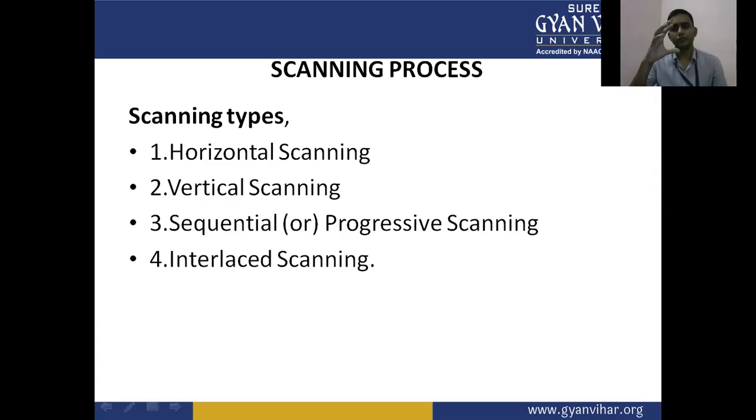Now we have four types of scanning. One is the horizontal scanning. Second is the vertical scanning. Third, sequential or progressive scanning. And fourth is the interlaced scanning.